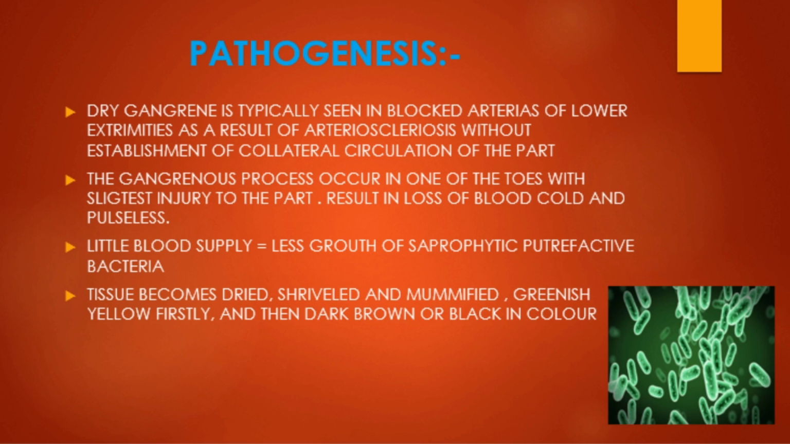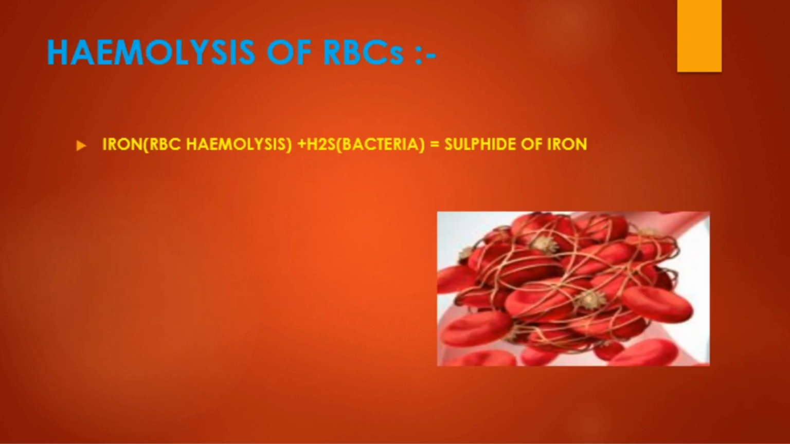Now the most awaited explanation from our first part: why does the color of the affected part become dark or black brown? Here is the answer: hemolysis of RBCs. When hemolysis of RBCs occurs, it liberates hemoglobin, that is Hb, and from Hb the iron combines with H2S, which is produced by bacteria, and the tissue is stained black due to formation of sulfide of iron. So the formation of sulfide of iron gives the affected part its black or brown color.